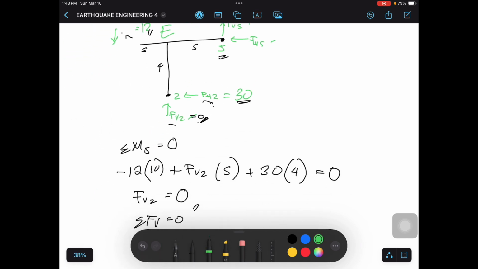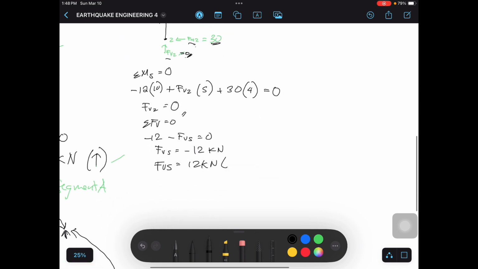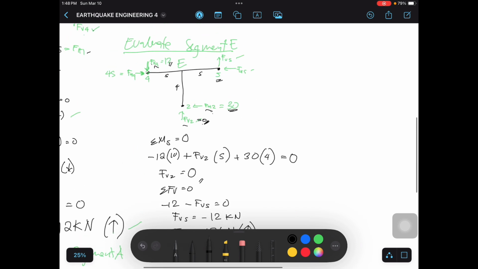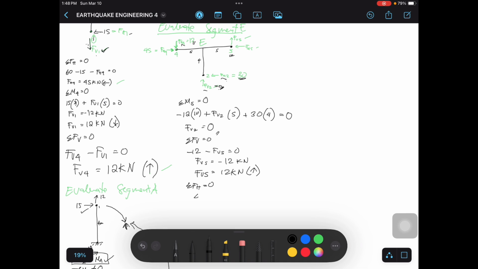Upward si FV5, and so correct din yung nandito mo. FV5 is 12 kilonewton. Upward. Remember, dapat in equilibrium lahat. Next, summation of forces along horizontal is equal to 0. Yung mga horizontal is 45 and yung 30. 45 is going to the right, so positive. Minus 30 going to the left. Minus FH5 going to the left.